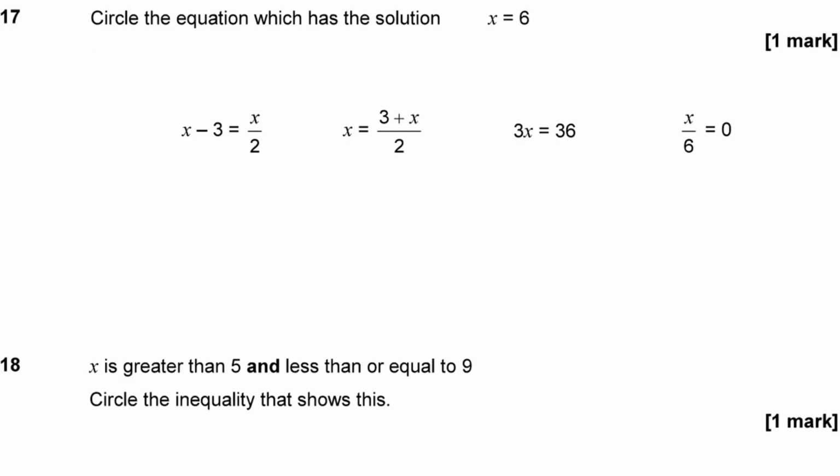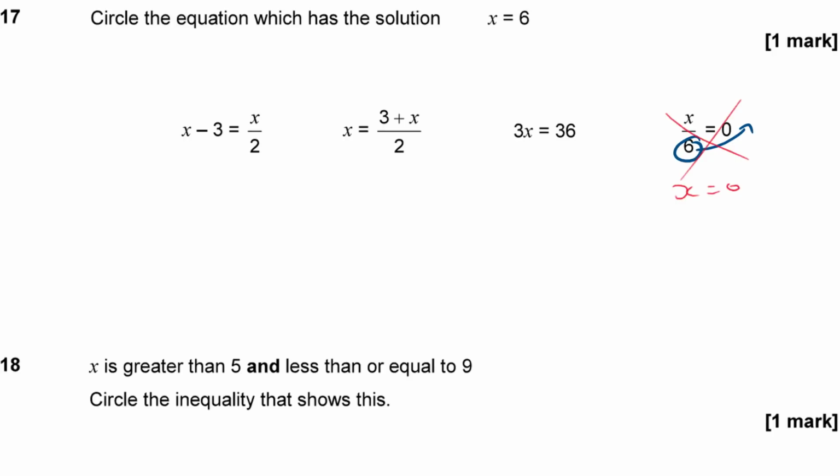Question 17. Circle the equation which has solution x is equal to 6. Right, so we need to solve all of these then, don't we? That's quite a lot of work, isn't it? Okay, well maybe we can rule some out. So x divided by 6 is 0. So cross multiplying that 6 up there, 0 times 6 is still 0. So that's going to give me x is equal to 0. So that one isn't it.